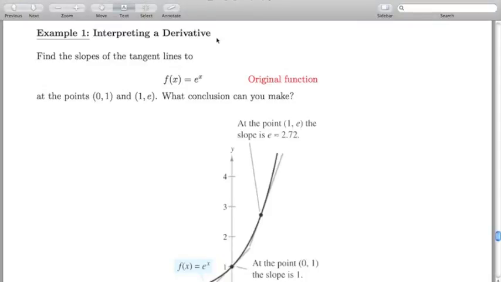All right. So again, we have: find the slope of the tangent lines to f of x equals e to the x at the points (0, 1) and (1, e). So if we want to find the slope of the tangent line, that just means we need to find f prime evaluated at these two values of x.